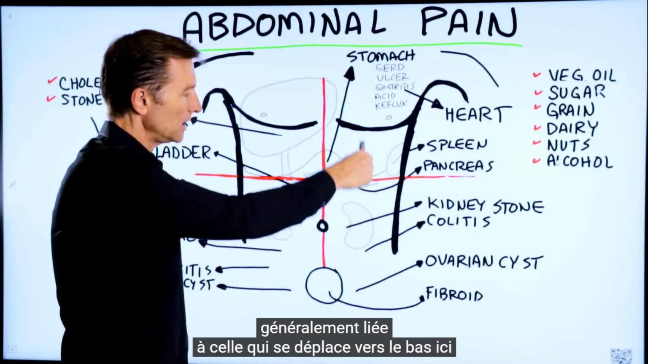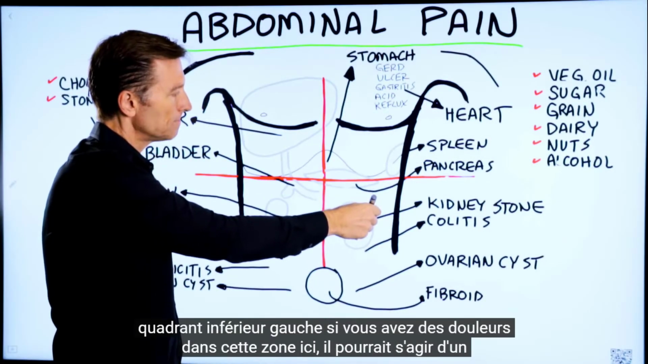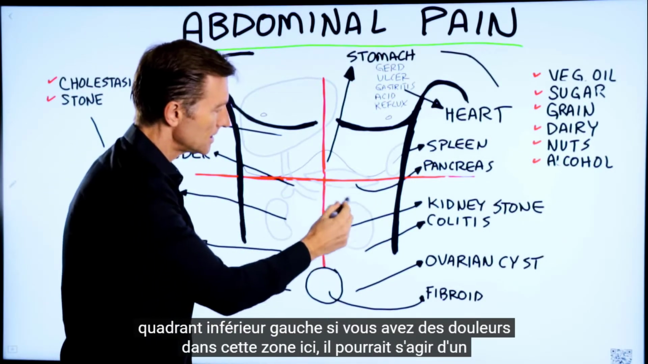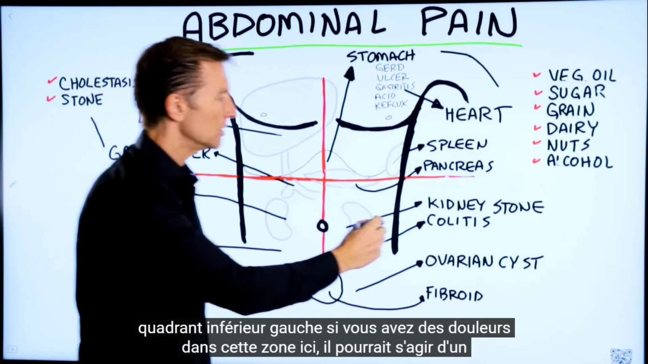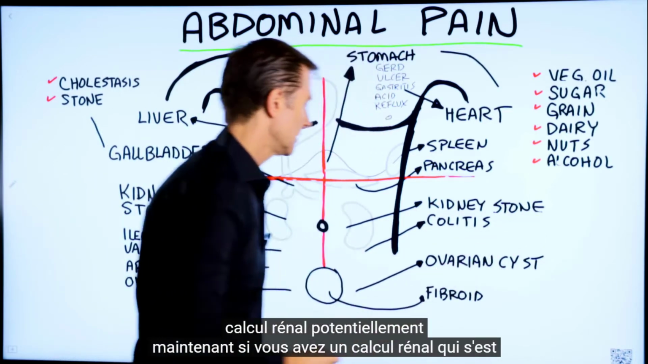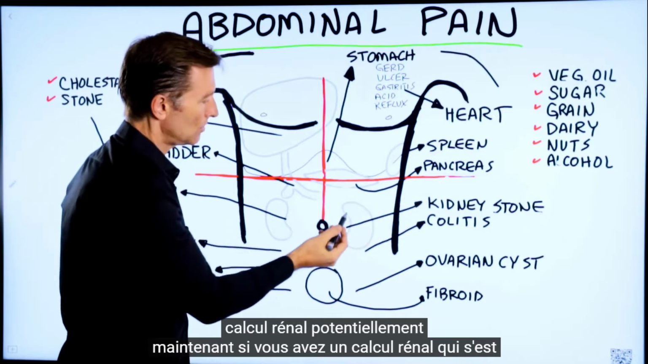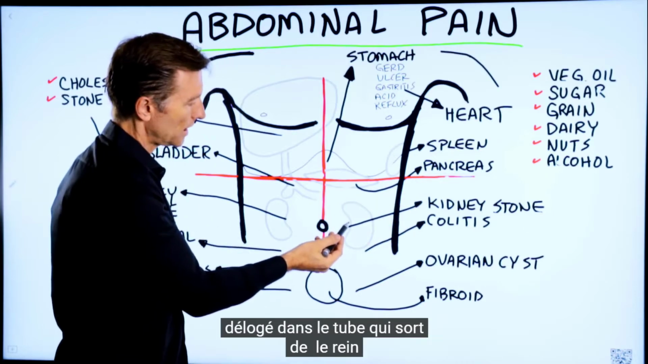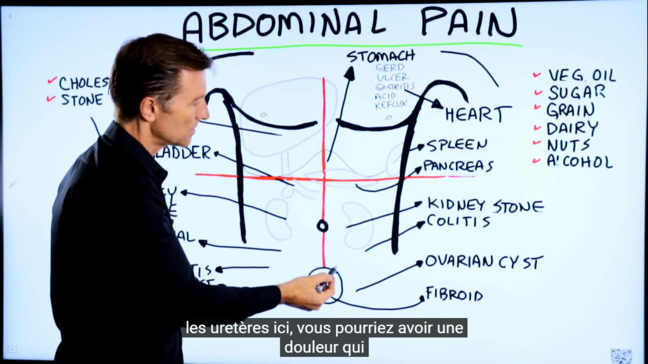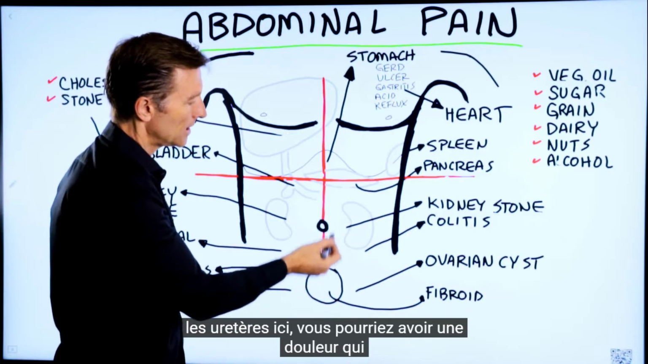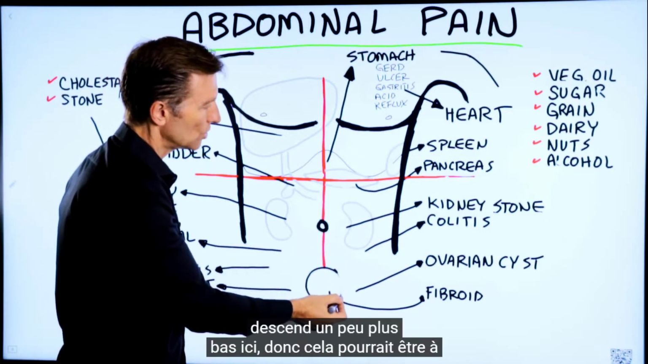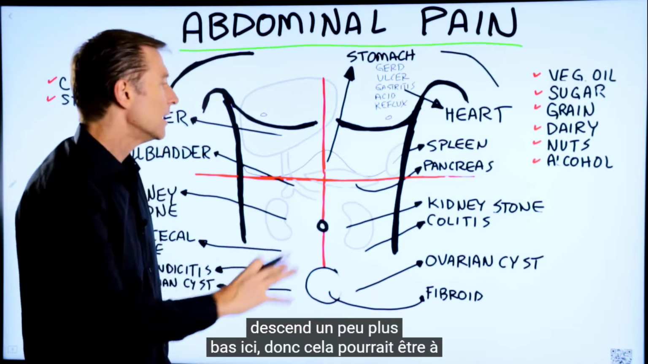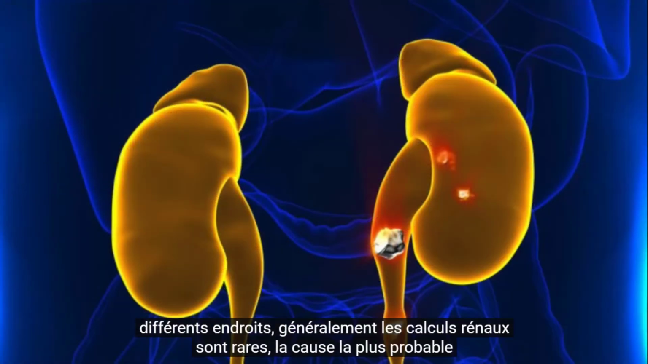Moving our way down here, left lower quadrant, if you have pain in this area right here, it could be a kidney stone, potentially. Now, if you have a kidney stone that's dislodged into the tube that comes out of the kidney, the ureter down here, you might have pain that goes all the way down a little bit lower right here. So it could be in different places. Usually kidney stones are rare.